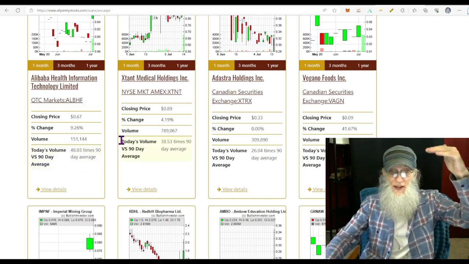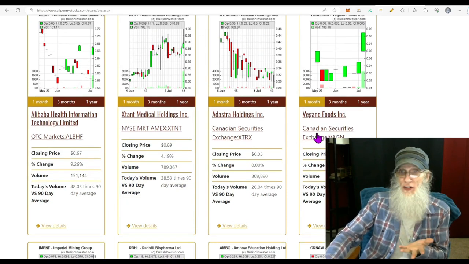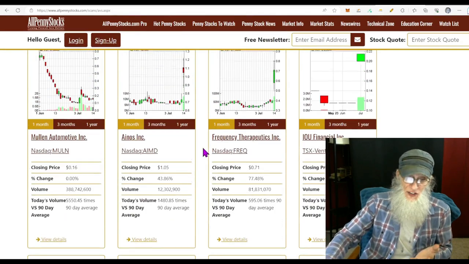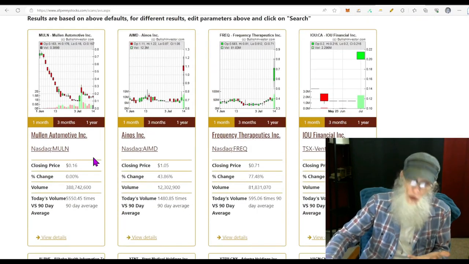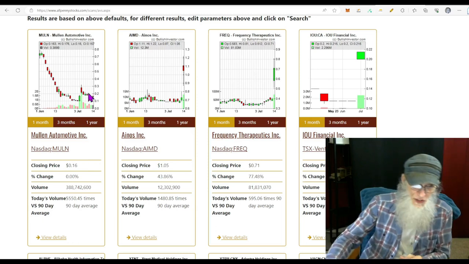So your biggest is at the top. Your smallest is at the bottom. And you can see here, I put all exchanges, so we're getting Canadian securities as well, and the New York Stock Exchange. But this is a way to catch up with stocks in real time. Come over here anytime during the day, and it'll tell you the stocks that are doing abnormal volume. And you can see the chart.